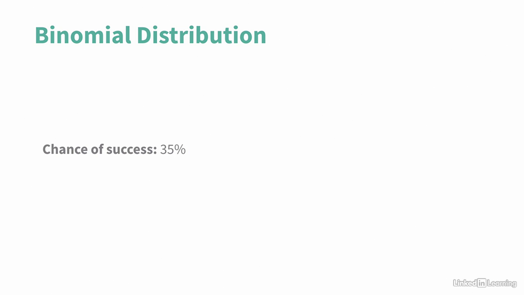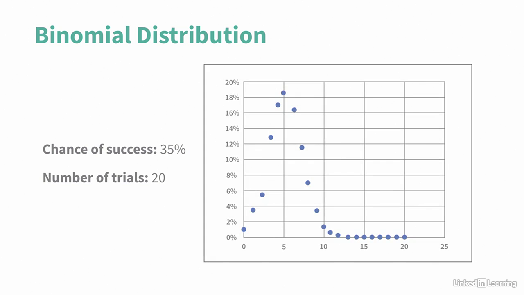So we will need our chance of success and the number of trials, that is, the number of customers who appear, and we can use those calculations to graph the likelihood of a specific number of customers signing up. With that introduction, I will switch over to Excel.